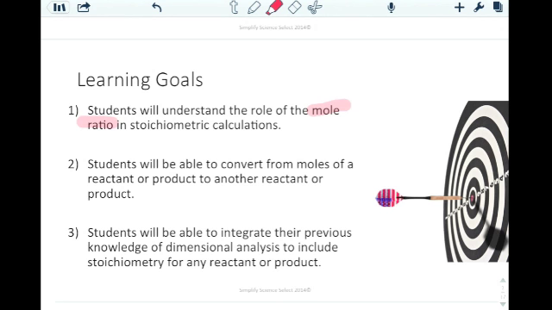And lastly, students will be able to integrate their previous knowledge of dimensional analysis to include stoichiometry for any reactant and product. So what we're trying to do here is include anything that we could possibly have: grams, moles, all of that.